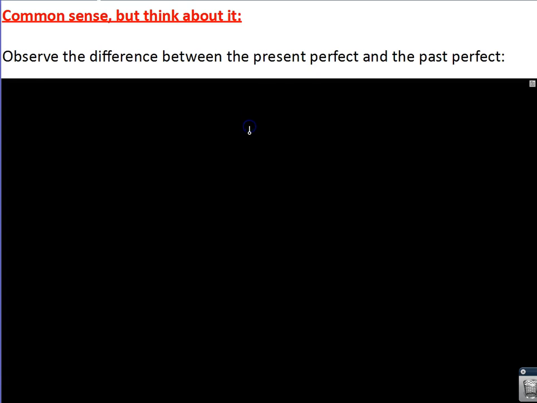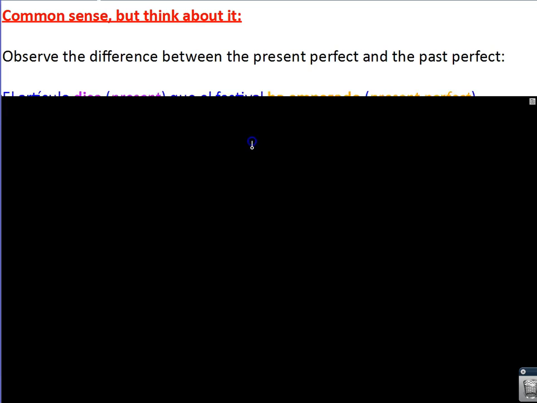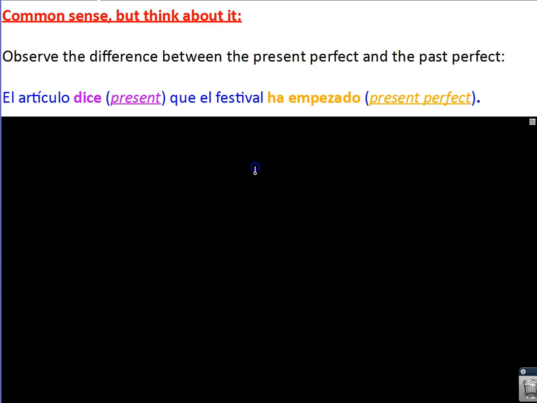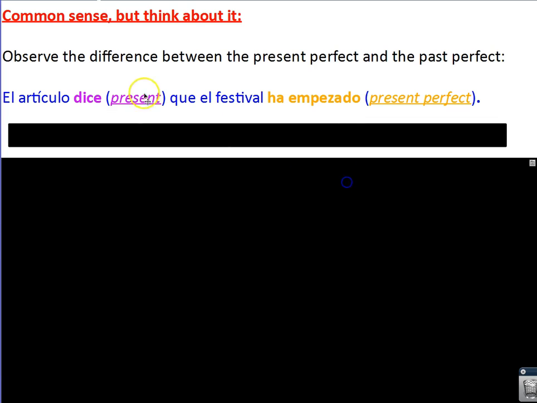But here's an example from the book. Observe the difference between the present perfect and the past perfect. El artículo dice que el festival ha empezado. So we've got the present tense with the present perfect. That makes sense. The present will match up with the present perfect a lot of the time. If artículo means what you think it would mean, article, and festival is the same in English and in Spanish, please translate that sentence where that black bar is.